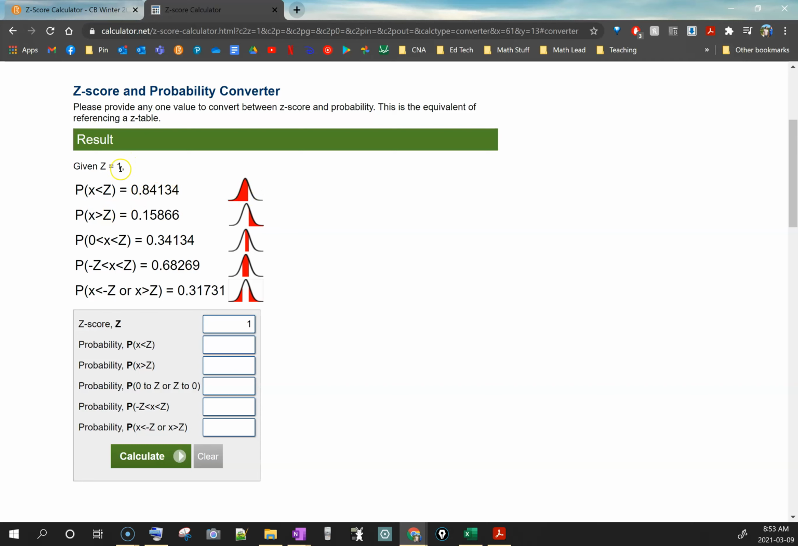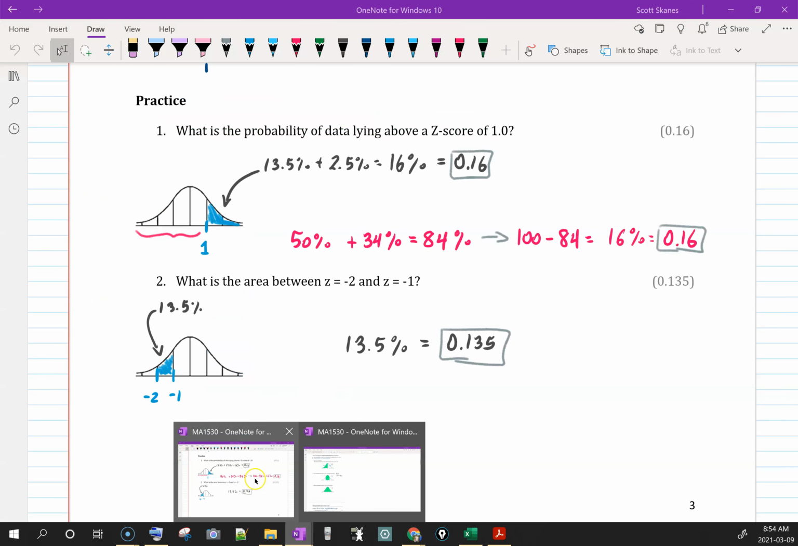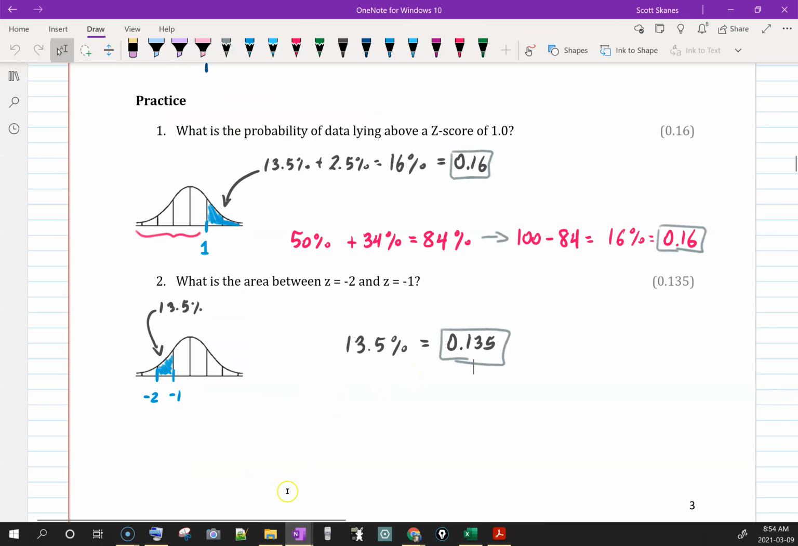We don't want that. We want the probability of being greater than z, which is up here. So that's 0.15866, which is very close to our 0.16. So we know that this is okay. All right, so I'm going to come back to this calculator later, but for now, this is enough.